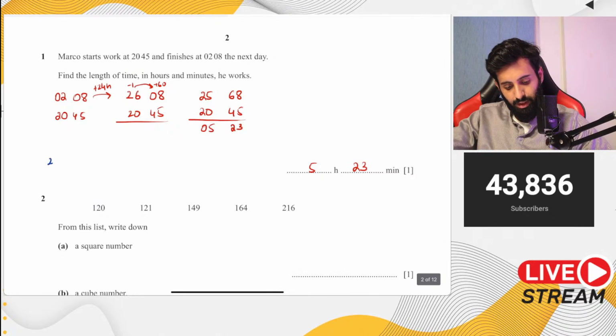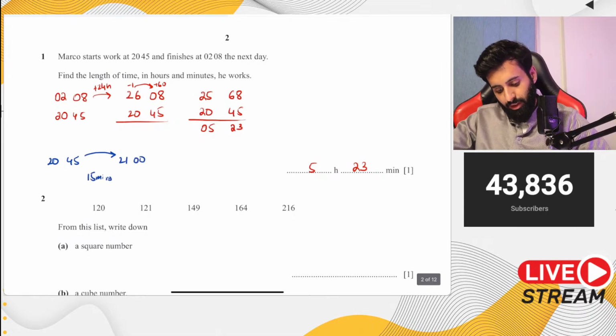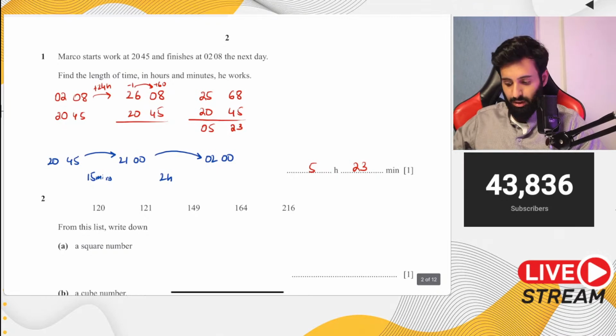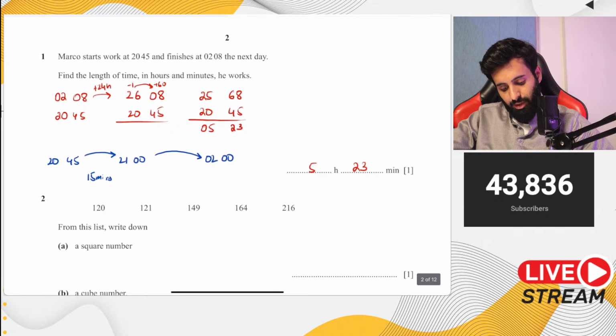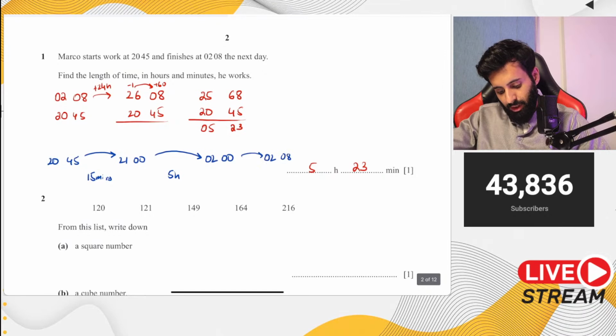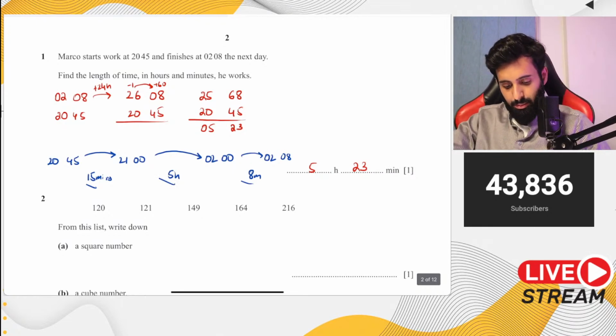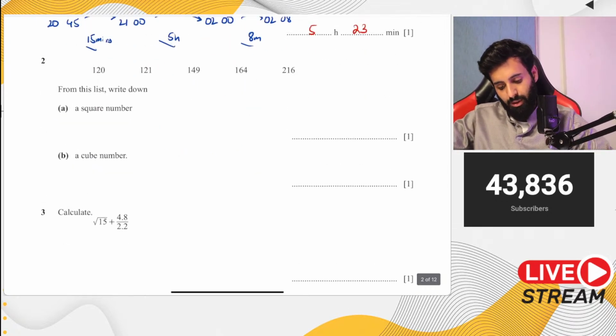So let's say you have 2045. From 2045 to 2100 is going to be 15 minutes. Okay, and then from 2100 to 0200 is going to be... No, wait a minute, it's not going to be 2 hours, it's going to be 5 hours. 22, 23, 24, 1 and 2. Yeah, so that's going to be 5 hours. And then from 0200 to 0208 is going to be 8 minutes. So 15 minutes plus 8 minutes is 23 minutes, plus 5 hours is equal to 5 hours, 23 minutes. However way you want, you can do it like that. I mean, you can do it that way, it makes no difference.